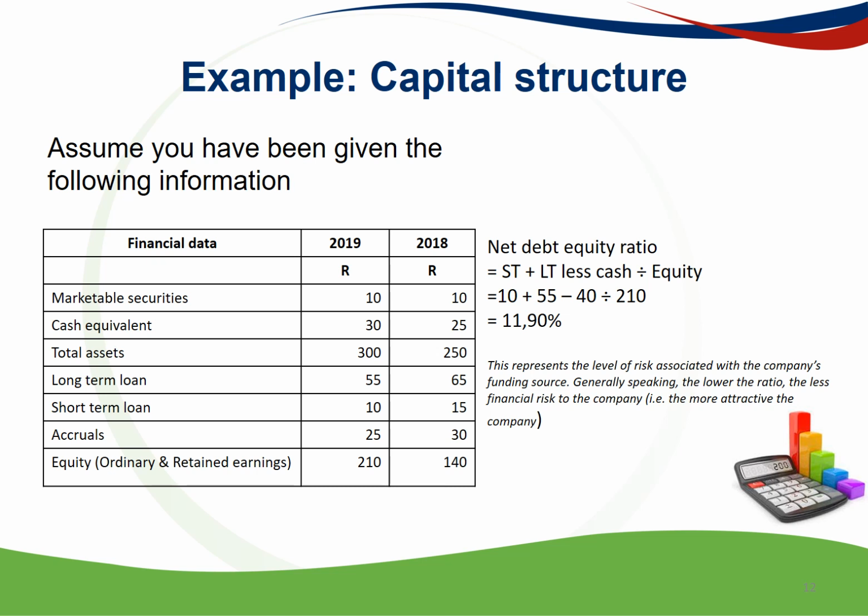The answer becomes 11.9%. This represents a level of risk associated with the company's funding source. Generally speaking, the lower the ratio, the less financial risk to the company. That is more attractive for the investors.